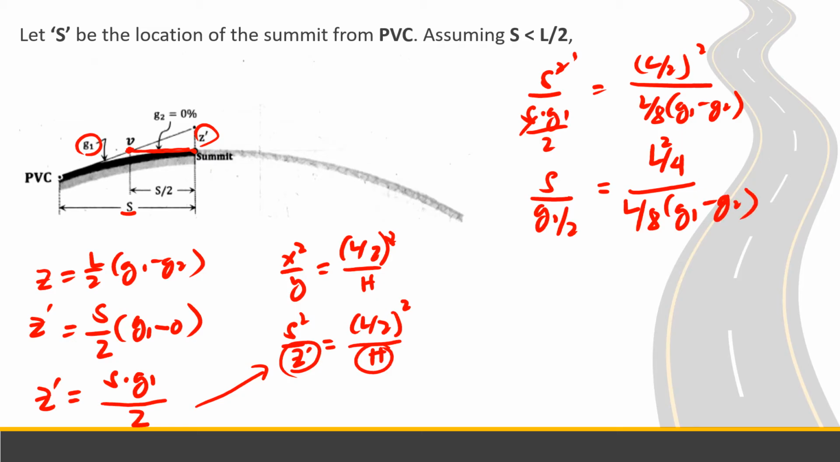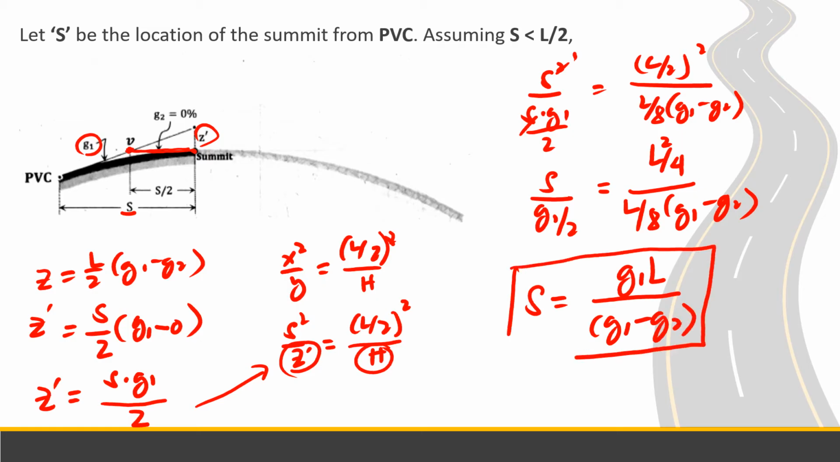If we simplify this equation, the location of the highest point of the curve from PVC is given by S equals G1 multiplied by the horizontal length of the curve, over G1 minus G2. This is the horizontal distance from PVC where the summit, or the highest point of the curve, is located.